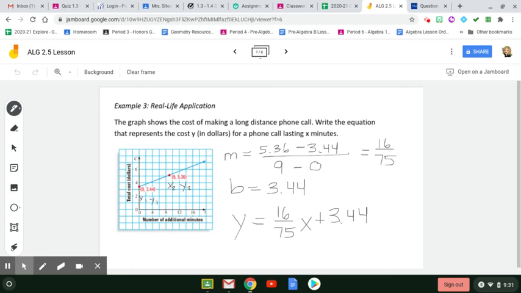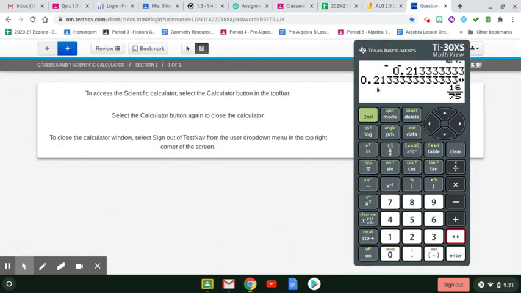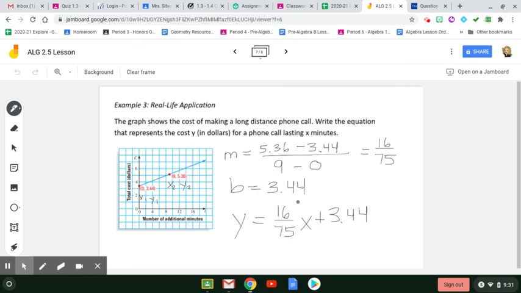Now, I know we wrote our equation with a slope that's a fraction of 16 over 75, but if we look at what the decimal is, this is 0.213 repeating. If we were talking about money, this would be around 21 cents. It's a little bit more than 21 cents, so maybe we might want to bump that up to 22 cents. So this would be about 22 cents per minute. For making the long distance phone call, you would start out at $3.44, and then it would be about 22 cents per minute after that.